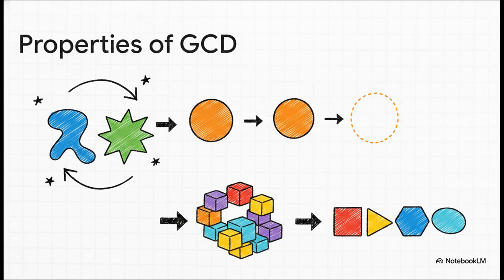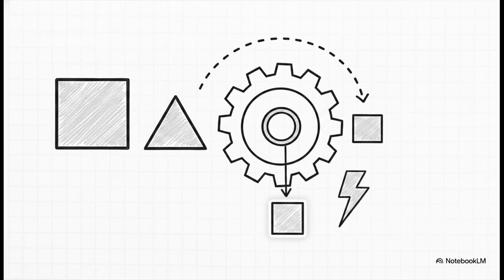And associativity, this one is huge, means we can take a massive sequence of numbers and just process them in bite-sized pairs. And here is where it all comes together, the Euclidean algorithm. This is where modular arithmetic and GCD join forces. Instead of just guessing divisors, we say the GCD of A and B is the exact same as the GCD of B and A mod B.